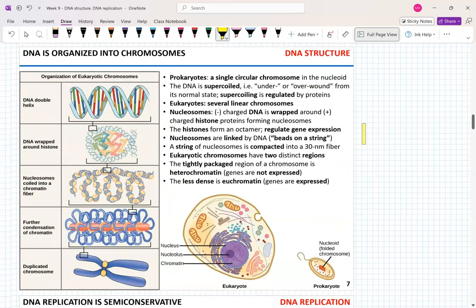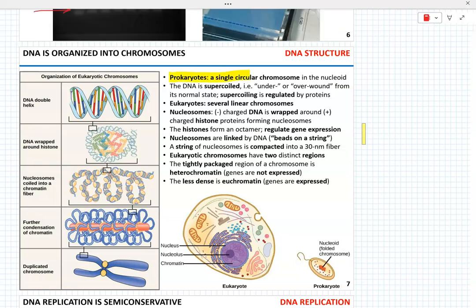Now, how is DNA organized in the cells? DNA exists in the form of chromosomes. In prokaryotes, there is a singular circular chromosome that is located within the nucleoid. The DNA in the prokaryotic chromosome is supercoiled, which means that in certain regions it's underwound and in some regions it is overwound from its normal state. That supercoiling that allows to package DNA tightly is regulated by a variety of prokaryotic proteins.